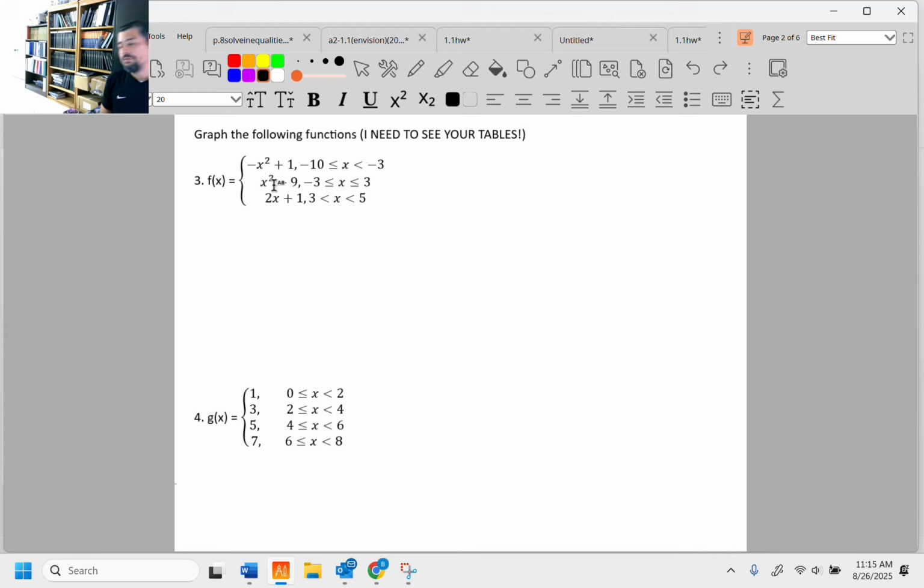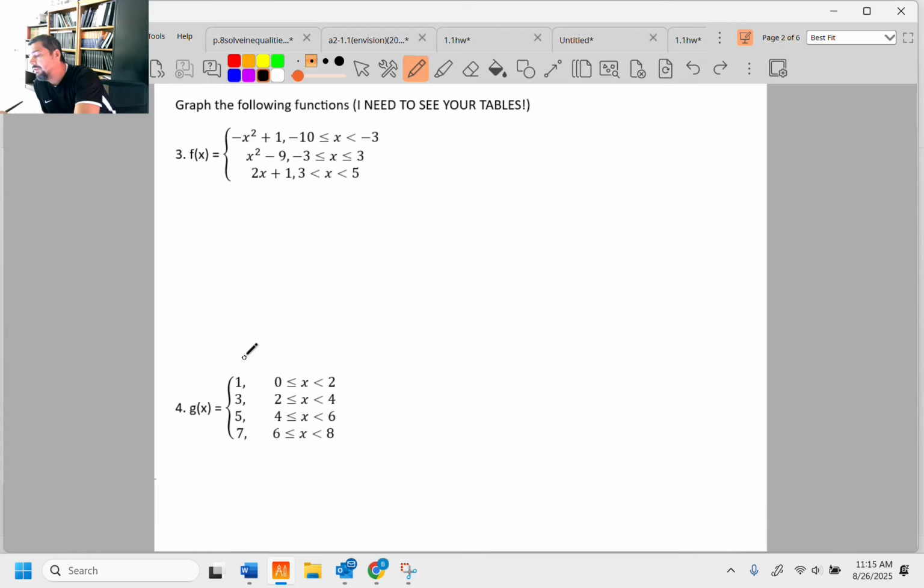Let's make some tables. That's all this stuff is. I don't even know that you need a table on number 4. You'll probably ask me about it because you don't know what y equals 1 looks like. That's your problem. But anywho, on to 3.